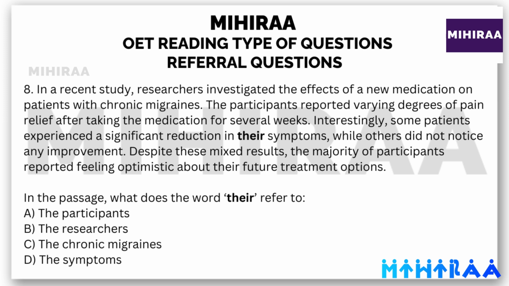Explanation. In this passage, the pronoun "there" is used to refer to something that the participants possess or are associated with. Given the context of the passage, the most logical referent for "there" is chronic migraines. The participants are experiencing varying degrees of pain relief in relation to their chronic migraines, indicating that the improvement or lack thereof is directly related to the symptoms of their condition. Therefore, option C, the chronic migraines, is the correct answer.